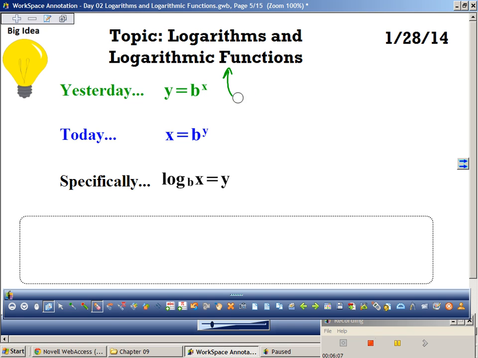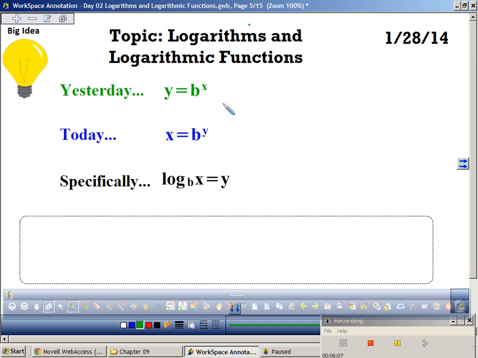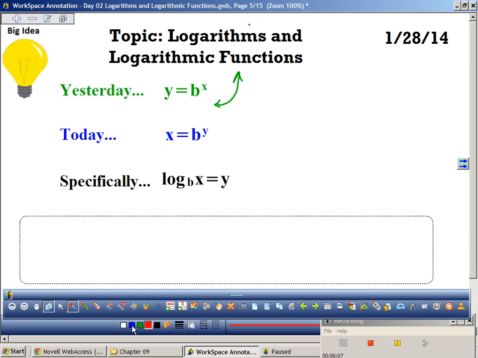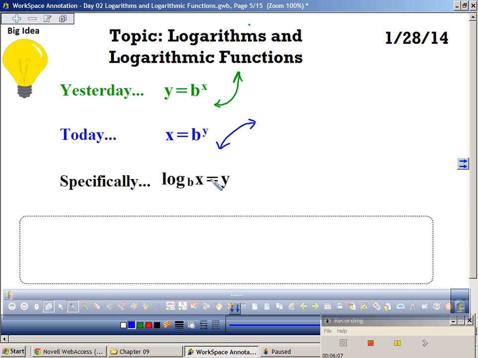Sorry, that one's a decay. This looks like this. That's a growth. So I just showed you right now, what would x equals b to the y be? It's the inverse, right? The inverse of this is this. Specifically, we call this a logarithmic function.